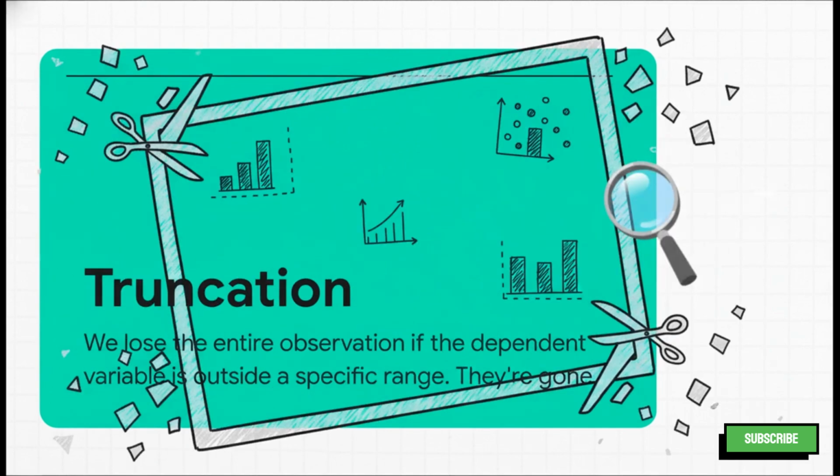Now, truncation is a whole different beast. This is like taking that same photo and just cropping the dark corners right out. You don't even know they were ever there. With truncated data, if that outcome variable falls outside a certain range, we lose the entire observation. The person, all their info, just gone from our dataset. We have nothing on them.